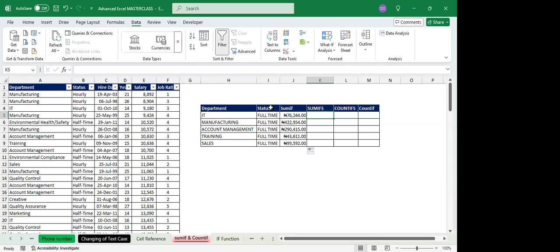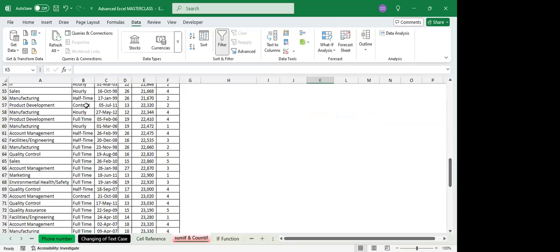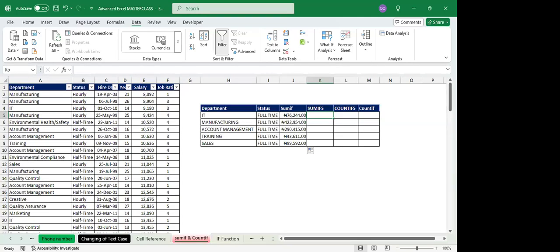So in this case, listen, I want Excel... If you look at the status, you can see that there are several different statuses. Some people are working hourly, some people are working half-time. We have some other people that are doing full-time. Some other people are contract staff. If you go down, you will see people that are contract, right? So there are people with several different kinds of status working in the organization, right?